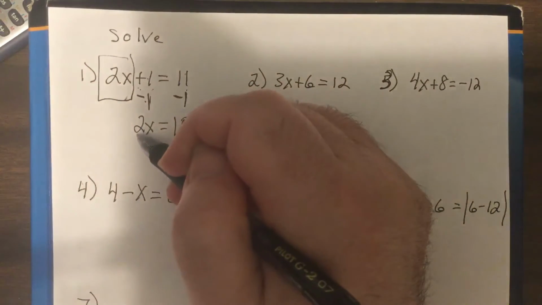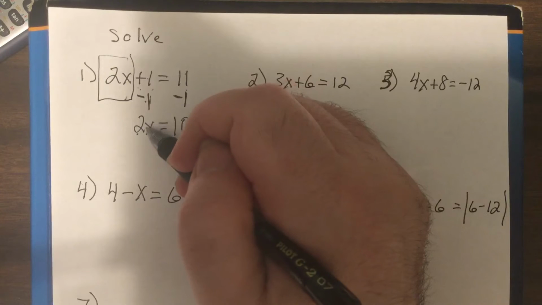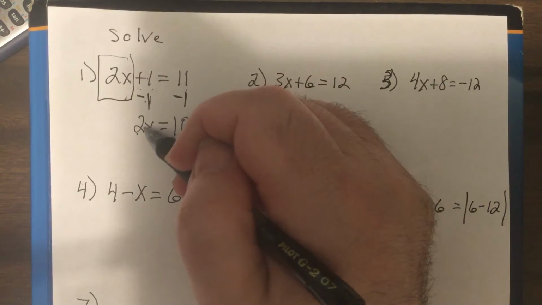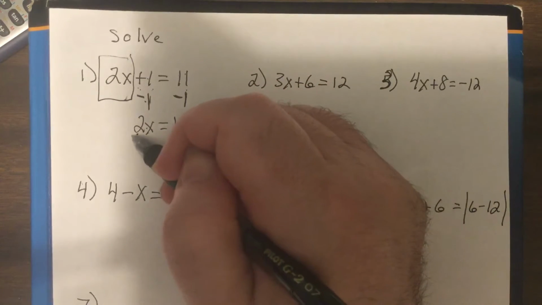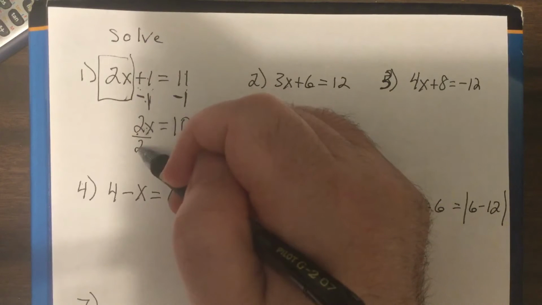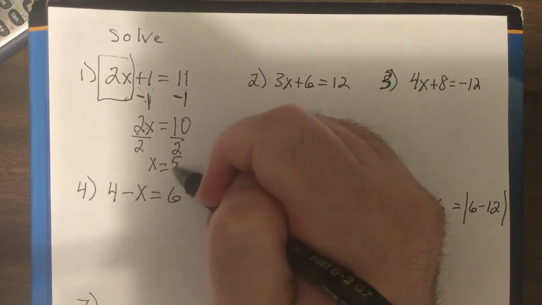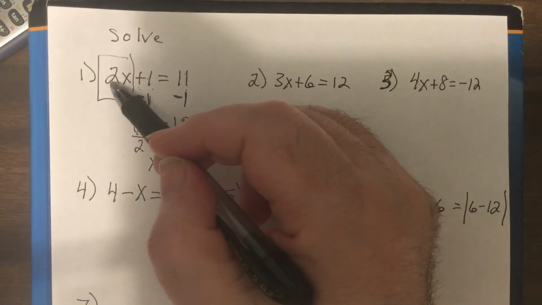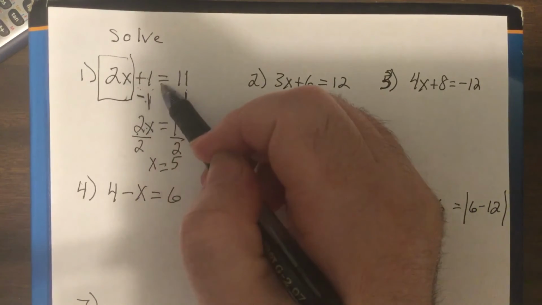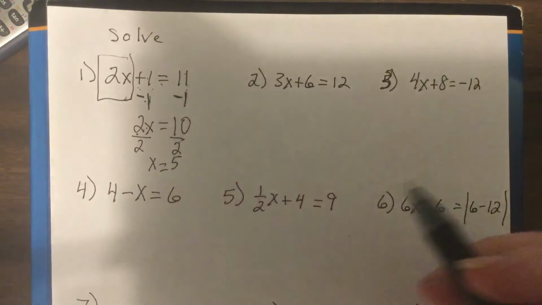Now, I don't want 2x. I want 1x. So what do I do to both sides to turn it into 1? Well, 2 divided by 2 is 1. But I have to do it to both sides, so x equals 5. So in my brain, I go 2 times 5 is 10, plus 1 is 11.